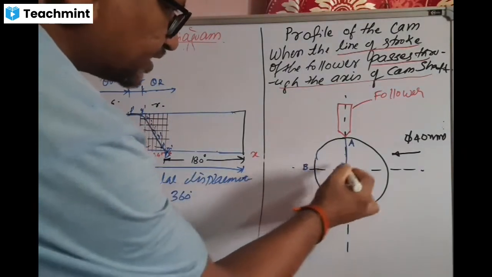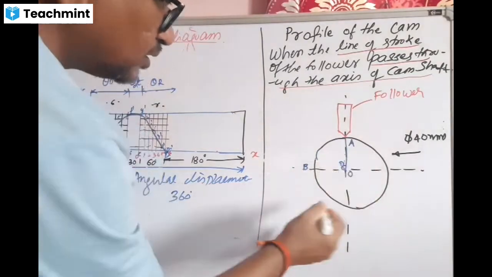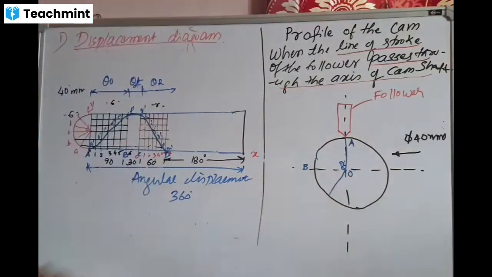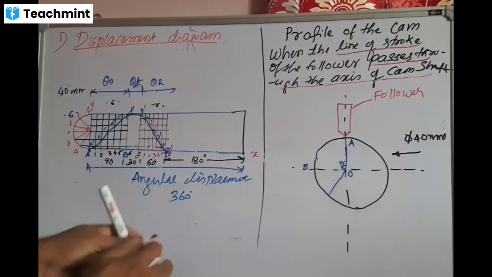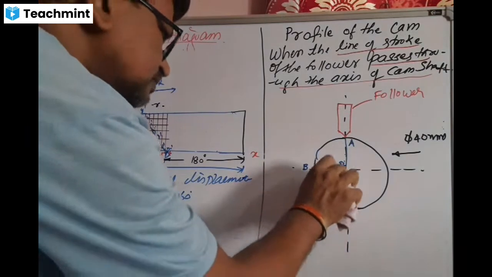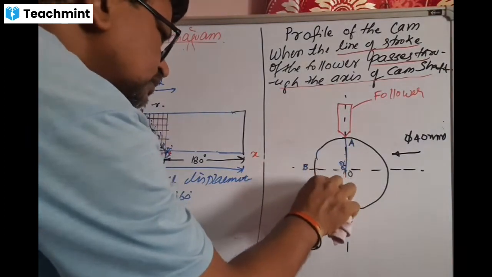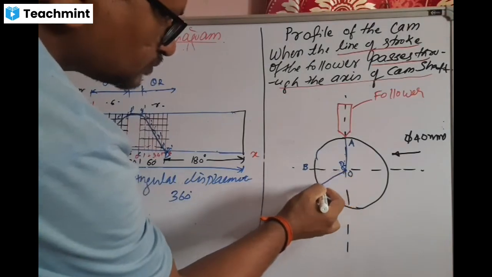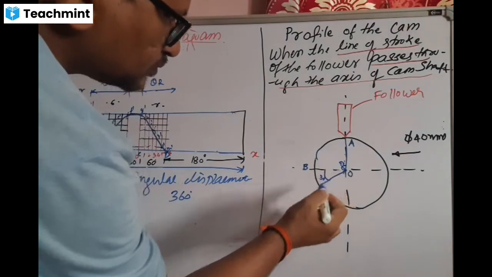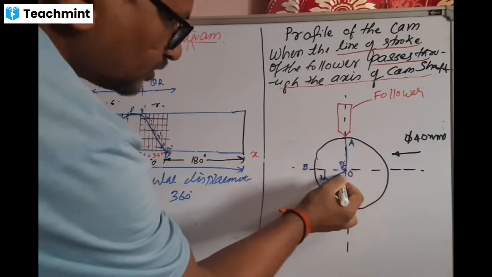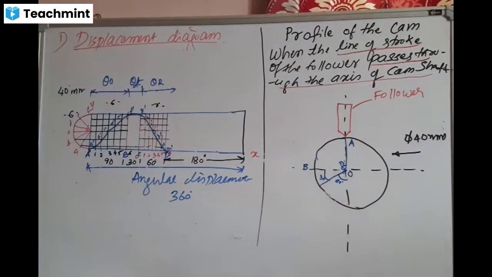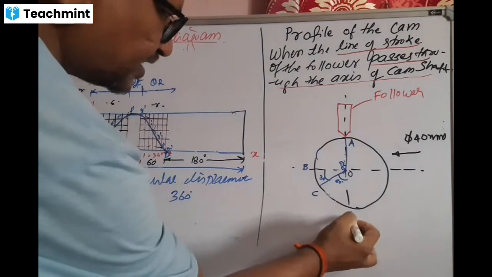Here it is 90 degrees. Next angle is 30 degrees. Now the remaining angle for outstroke is 60 degrees. Now this is C, and this is D.